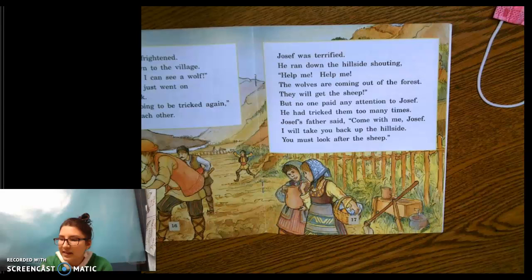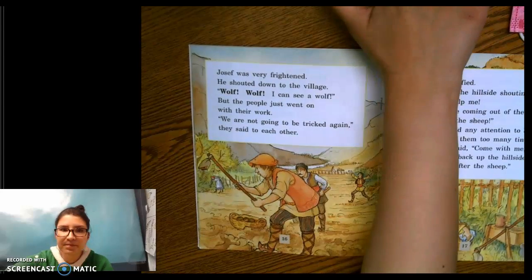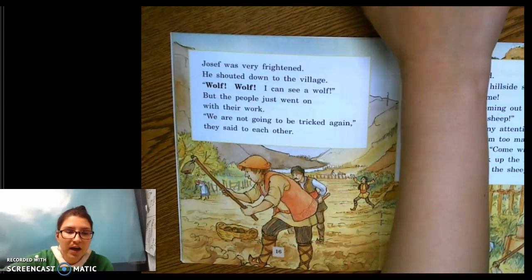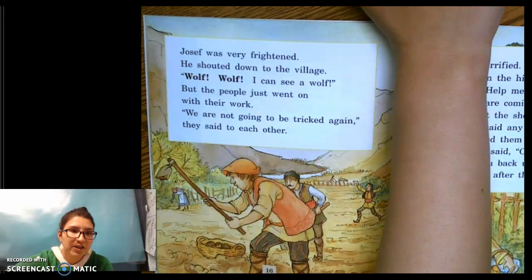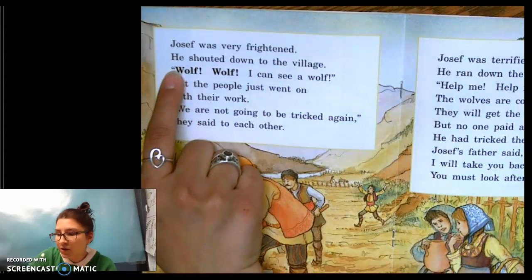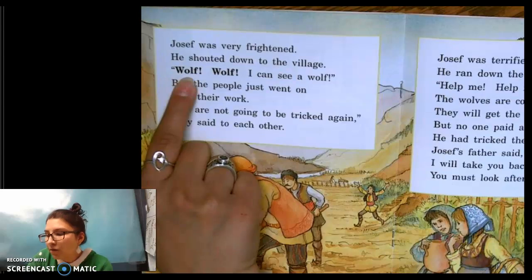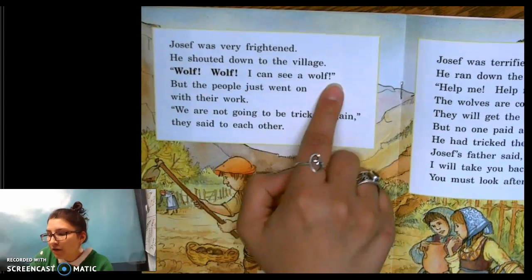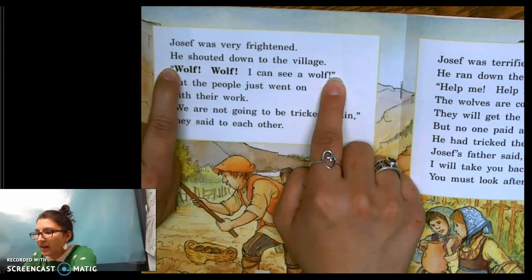And then the next thing is dialogue. Now, let me see. I'm going to zoom in. Remember, dialogue is what? It's a conversation between 2 or more characters. And I told you about the quotes, right? So right here, see that quote? Wolf, wolf, I can see a wolf. Right there, the beginning and the ending.